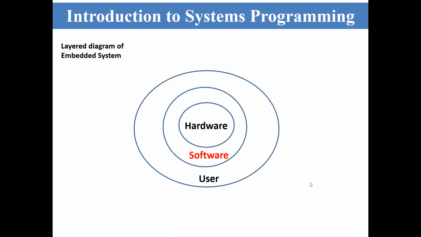Today we will see in this lecture the introduction to system programming. Here we will first cover the basics of system programming. First of all, you can see the very basic diagram of an embedded system. Embedded system means what? It contains the hardware, then software, and then user interfacing. Right? So these are the basic three layers of an embedded system.